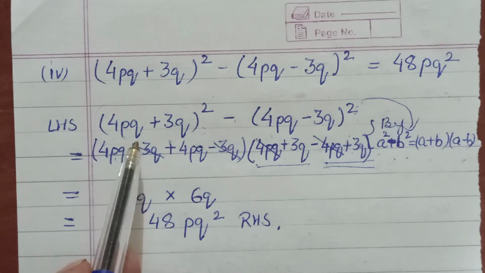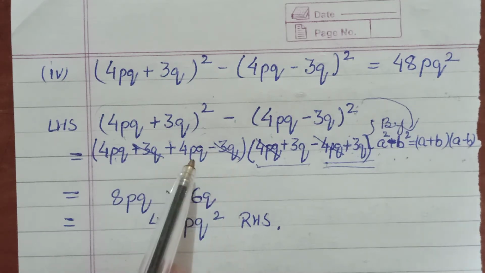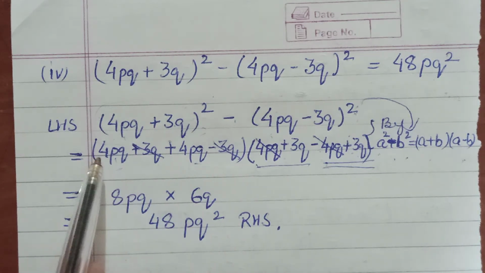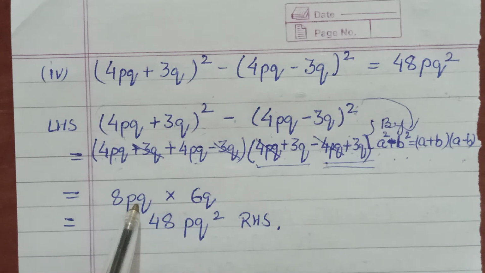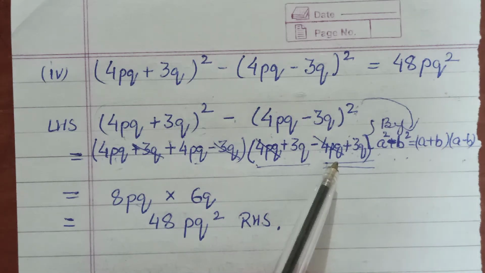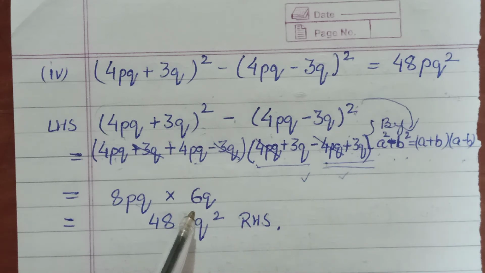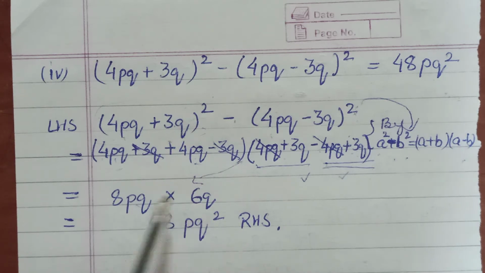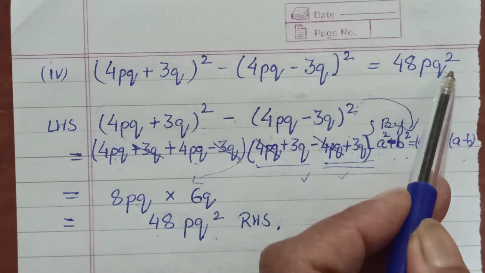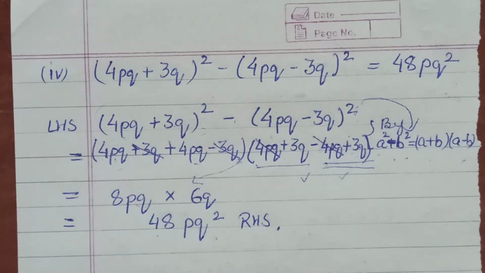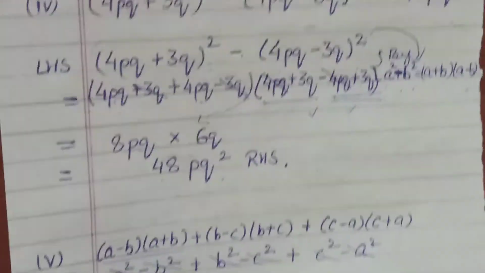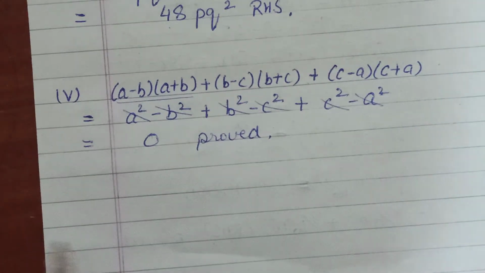Okay, so now what are we observing? Plus 3q minus 3q is getting cancelled and these are like terms. pq, pq, 4 plus 4, 8pq's. Here 4pq and minus 4pq got cancelled. So like terms, 3q and 3q add up to give you 6q. Bracket means multiplication. Okay, so multiplying 6 into 8 is 48. p, q, q. q into q becomes q square. And that is what was your right hand side expression. So we've got the proof here also straight away. Get it?